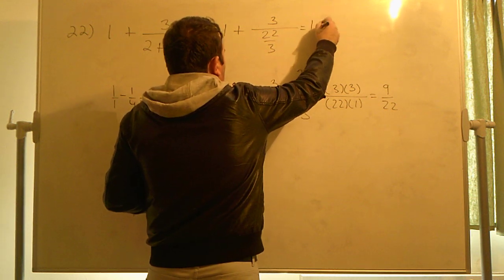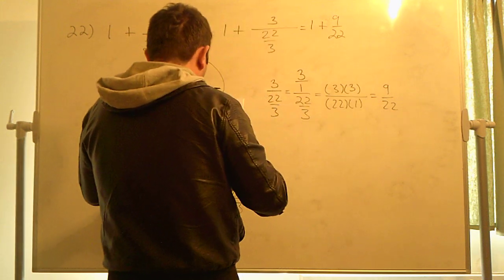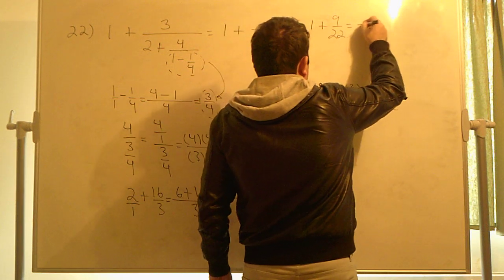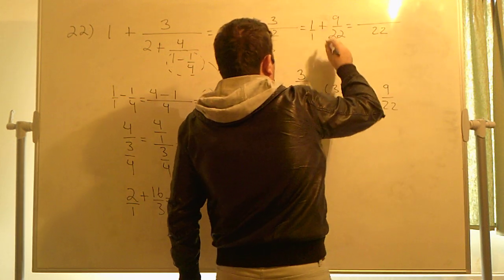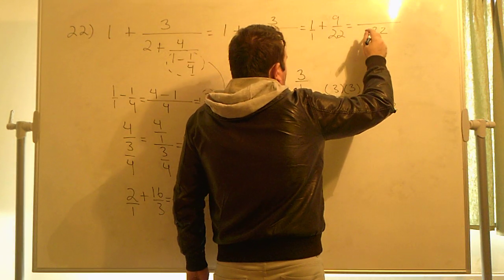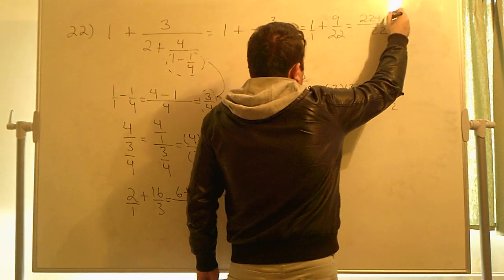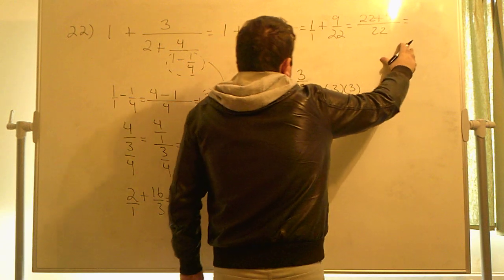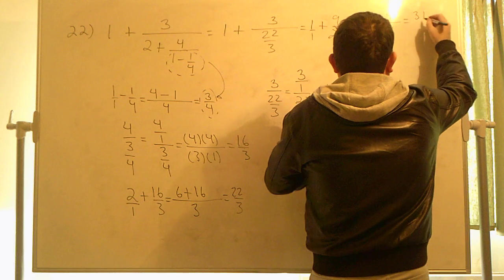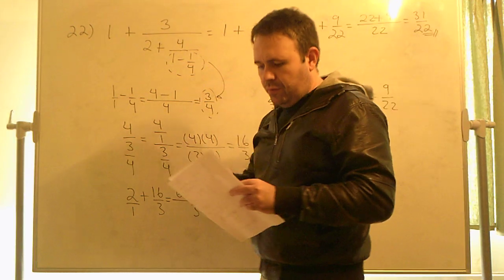So now we have 1 plus 9 twenty-seconds, and then the least common multiple would be 22. This one is divided by 1, so 22 divided by 1 is 22 times 1, 22, plus 22 divided by 22 is 1 times 9, 9, and this would be 31 twenty-seconds, and this would be the final result.